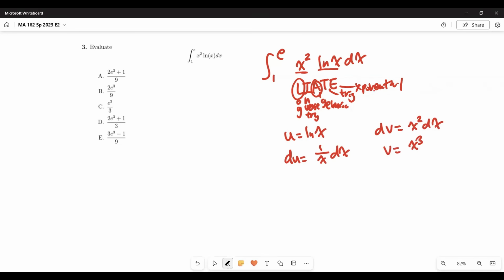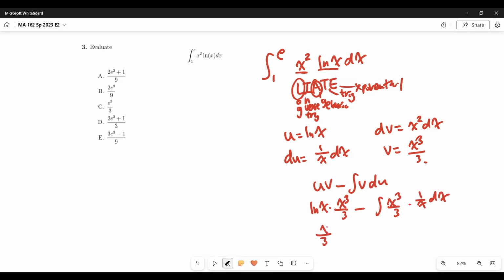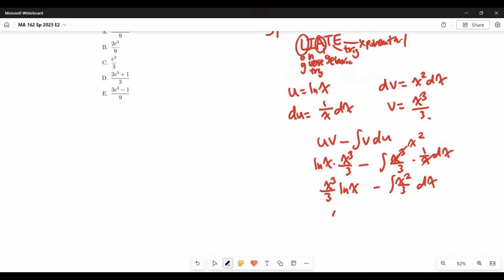So v is x cubed over 3. If you plug that into our formula, uv minus v du, I call it uv minus v du just to make myself remember it. So that's a tip. So ln x times x cubed over 3 minus the integral of x cubed over 3 times du, which is 1 over x dx. So this is 1/3 times the integral of x squared dx. This becomes x cubed over 3 ln x minus x cubed over 9, right?